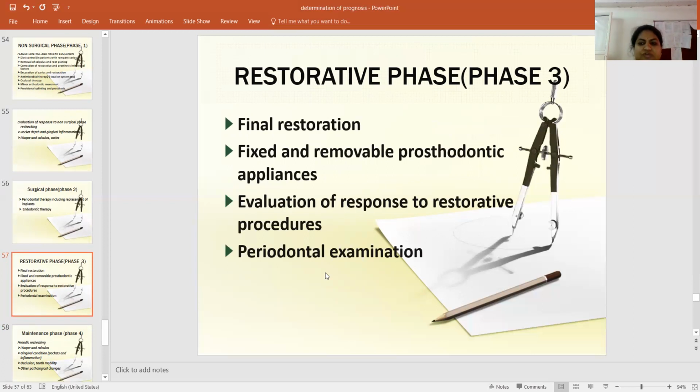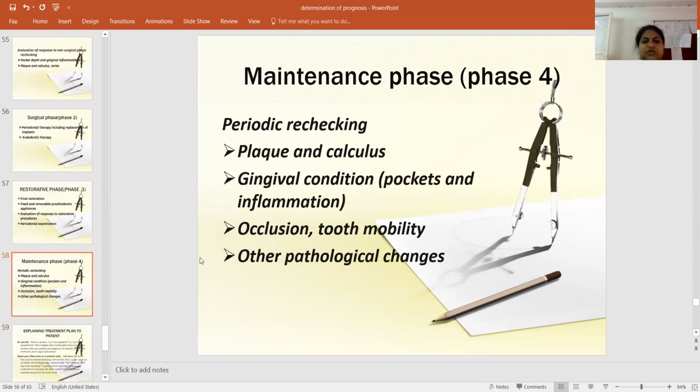So the restorative phase is your phase 3: final restoration, fixed and removable orthodontic appliances, evaluation of response to the restorative procedures, and again periodontal examination. So what happens? You are going to give the final restoration, and you can give the fixed prosthesis, you evaluate the response, and again you are going to check the periodontal examination for gingival and periodontal status.